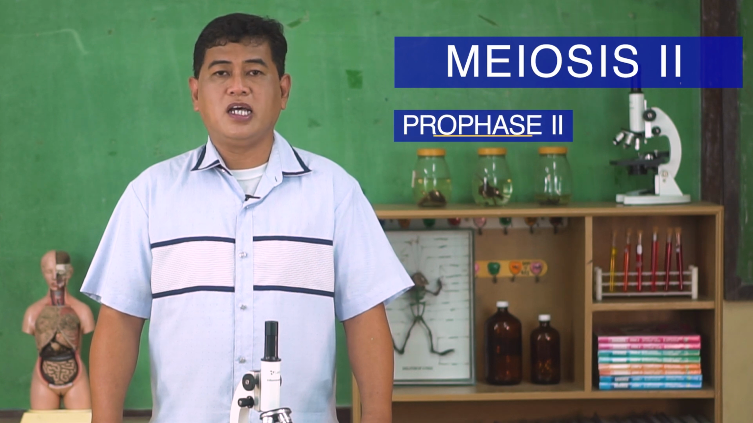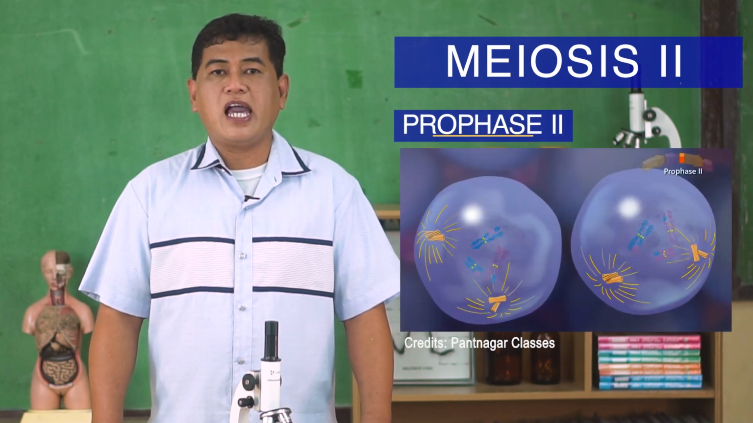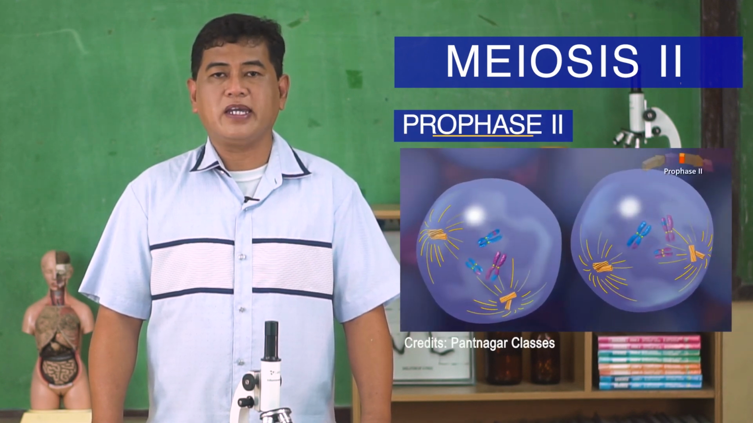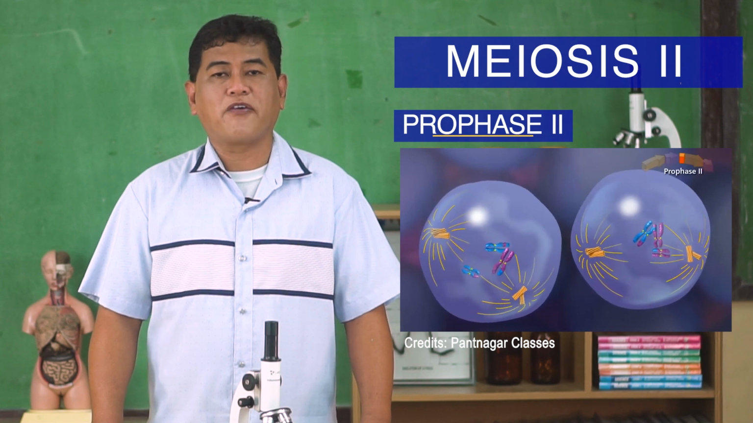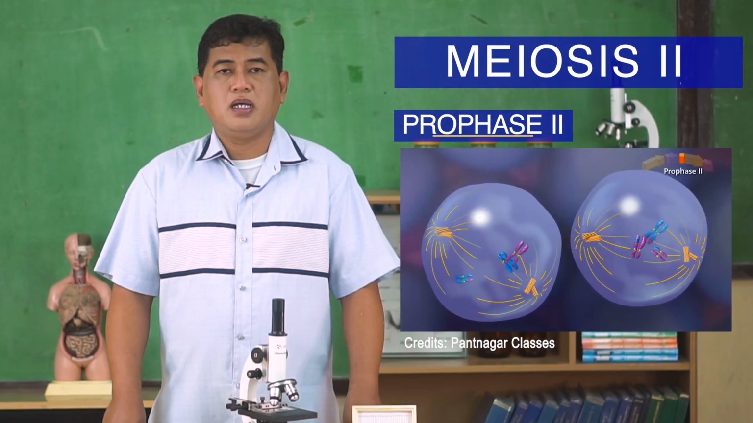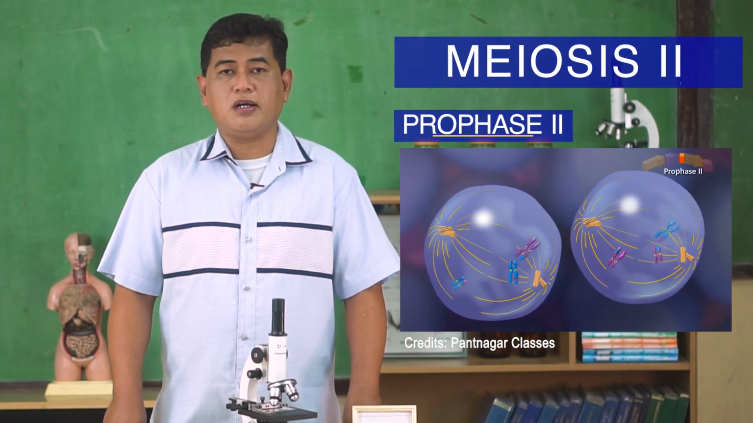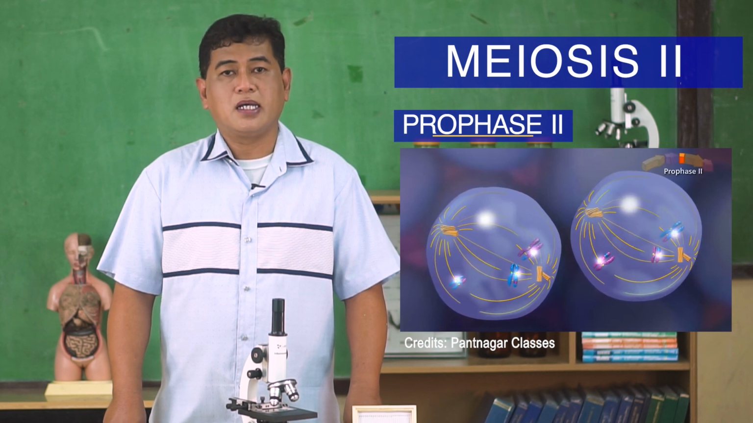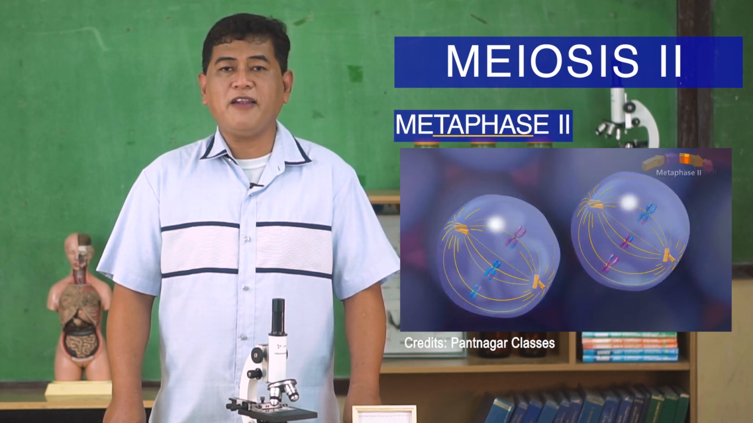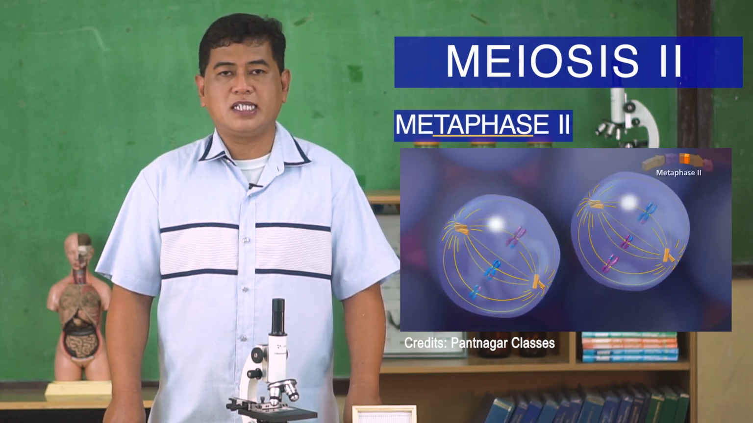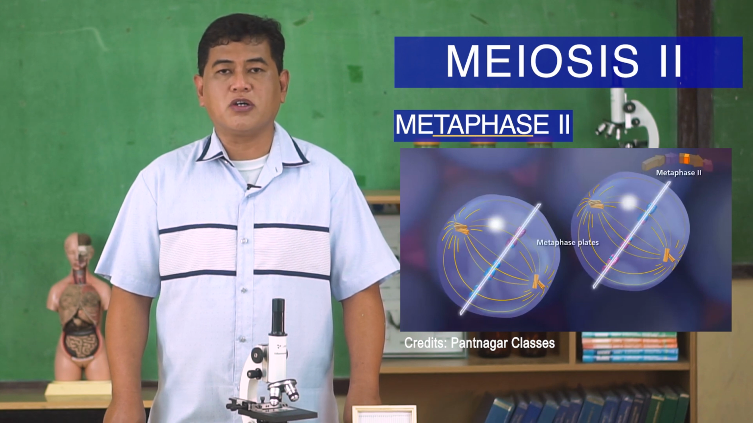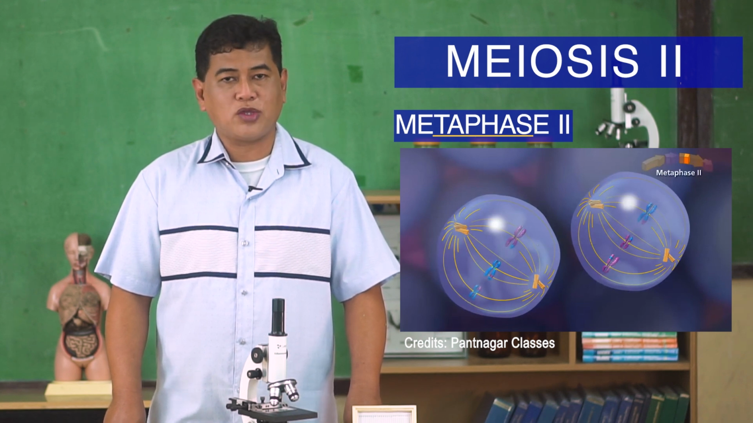In meiosis 2, prophase 2, the nuclear envelope breaks down and the spindle begins to form in each haploid daughter cell from meiosis 1. The centrioles also start to separate. Metaphase 2, spindle fibers line up the sister chromatids of each chromosome along the cell's equator.